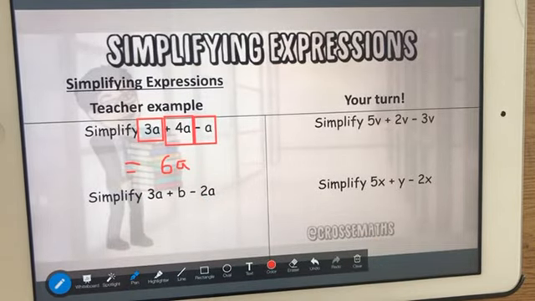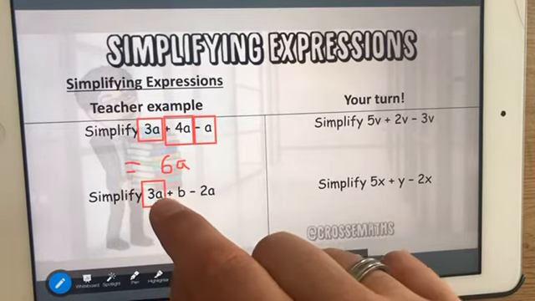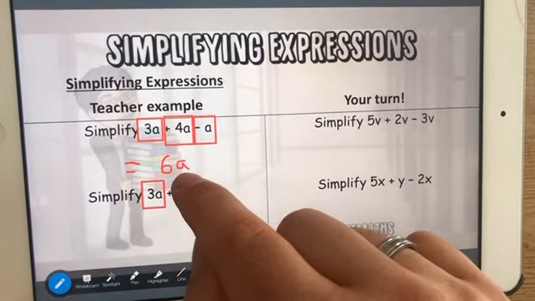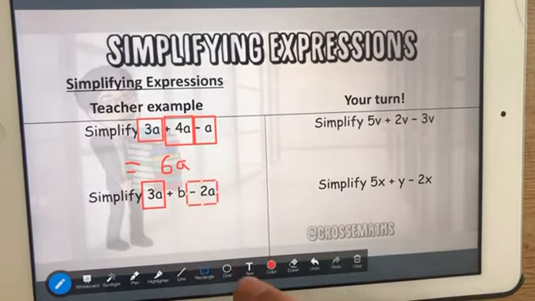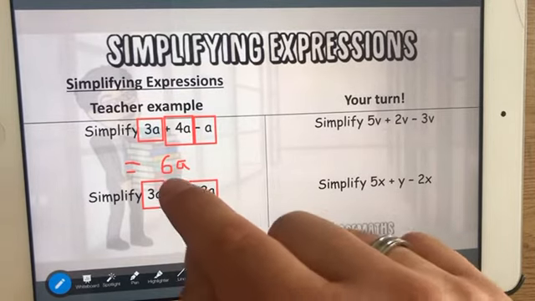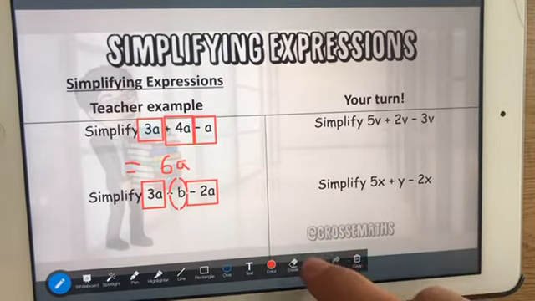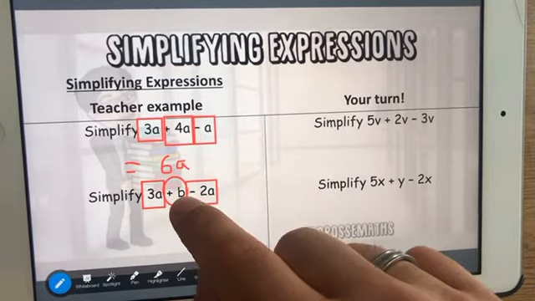Okay, same thing on the bottom, but however, I've got a different letter now. So I've got a 3A, I've got a minus 2A, but I've also got a B. So I'm going to give that a different shape. Okay, I'm going to put an oval around that shape.